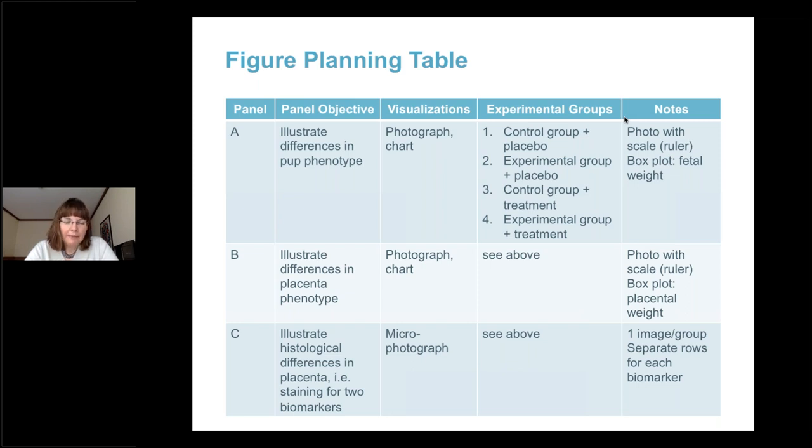My second panel is going to illustrate differences in placental phenotype. And here again, I'm going to have a photograph and a chart with similar groups and notes to the panel above. And then for panel C, perhaps I want to illustrate histological differences in placenta, for example, staining for two different markers. Here, I'm going to have a microscope image or a microphotograph, the same groups as before, and I'm going to want one image per group with separate rows for each of my two biomarkers.